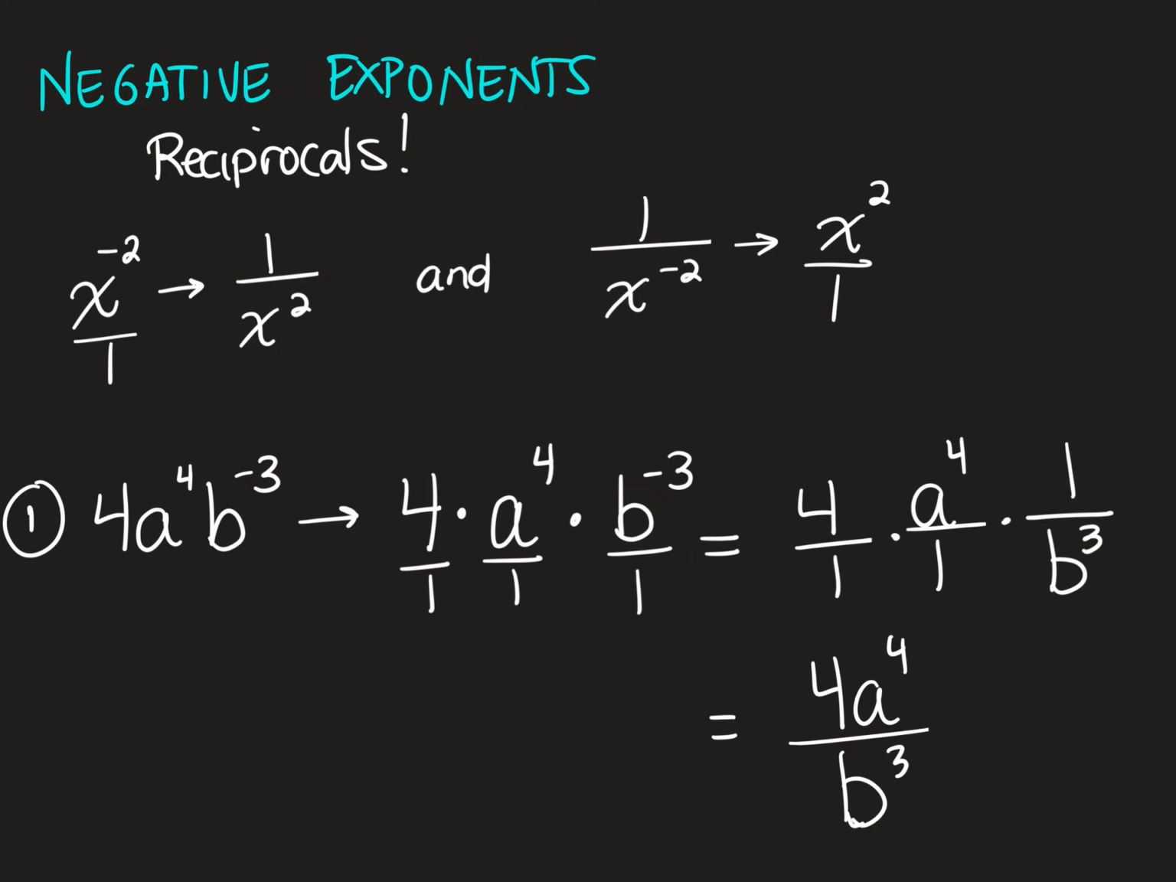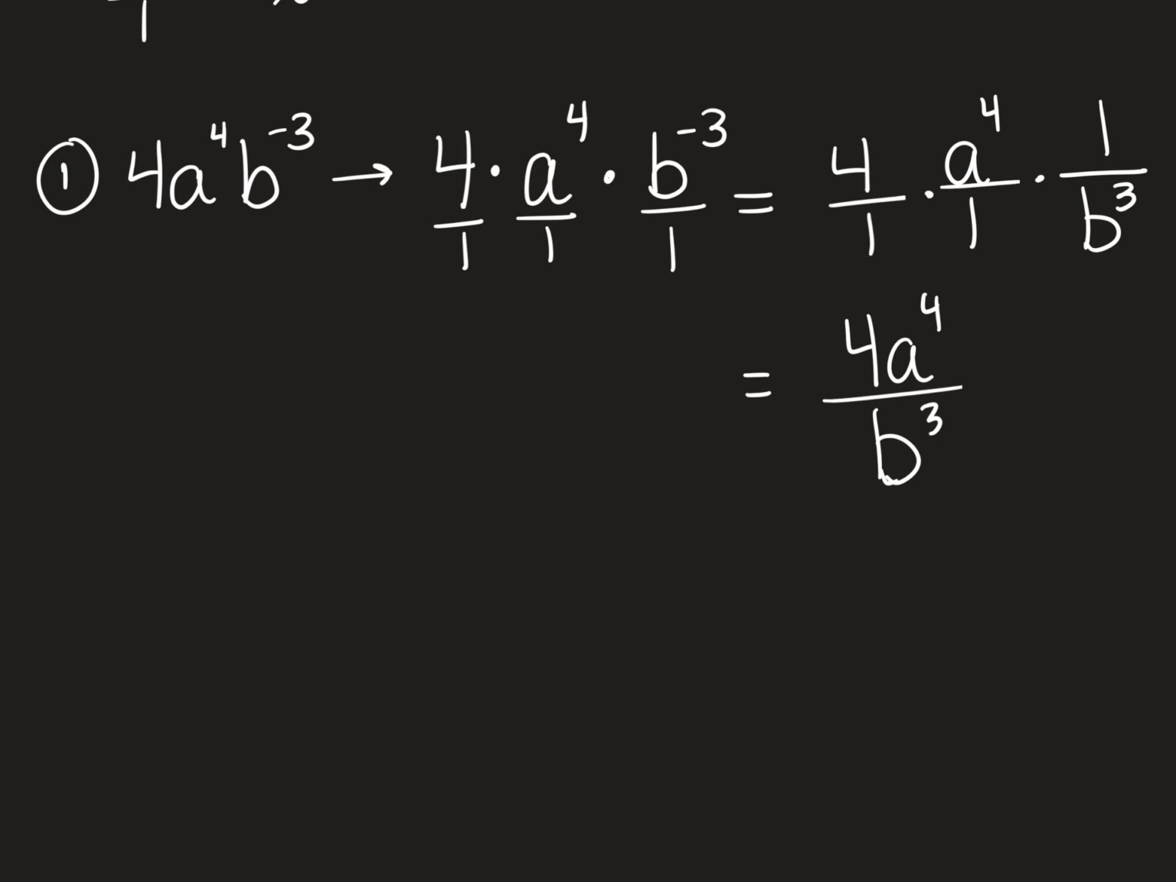Let's see. Let's pick one more. I like 5. Let's pick number 5 next. So 5. Let me move down just a tad. All right, 5 says 2x to the negative 4th times y to the negative 2.